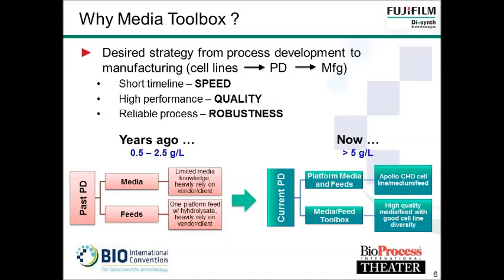So before I get to the improvement, I would like to introduce a little bit of background of the Fujifilm. That's what we observed a few years ago. So we have pretty good platform before, and we achieved the titer of the antibodies about 0.5 gram to 2.5 grams per liter. The titer was low at this point, but at that time it's not too bad.